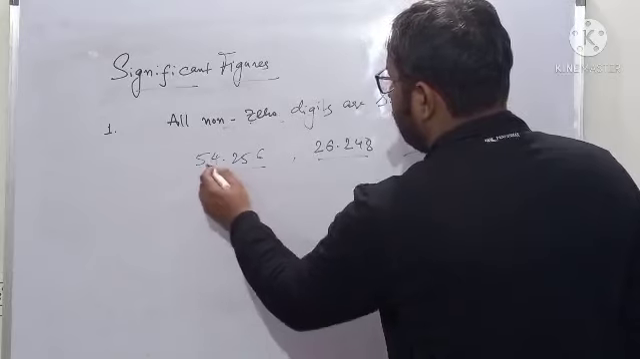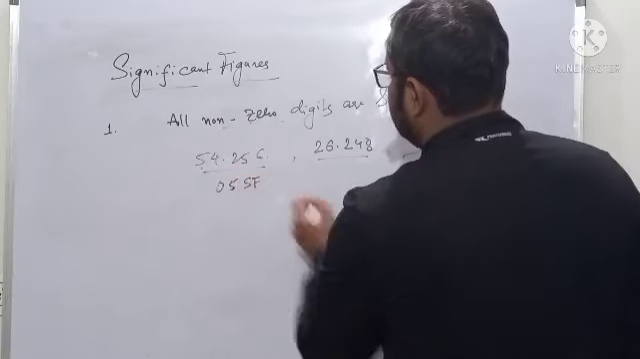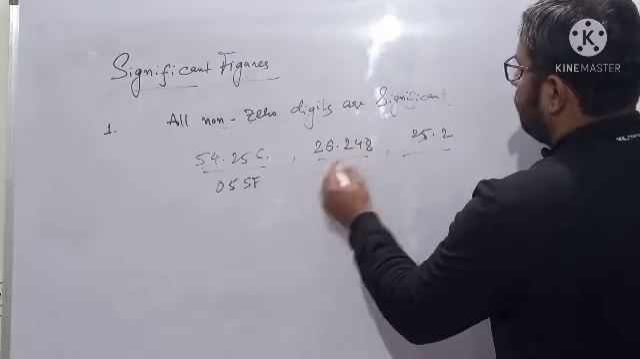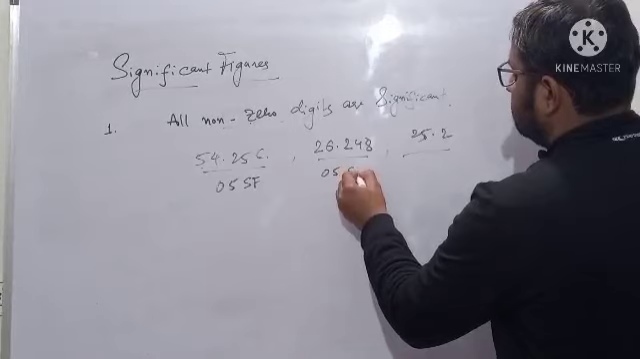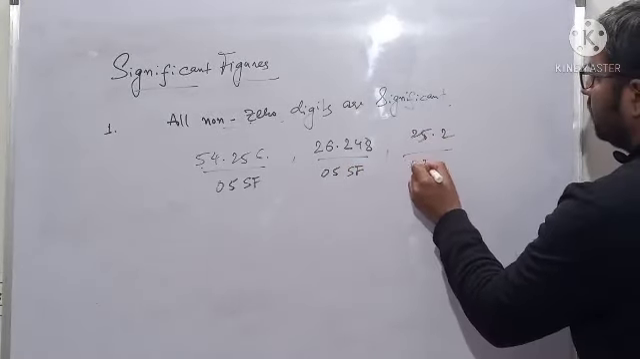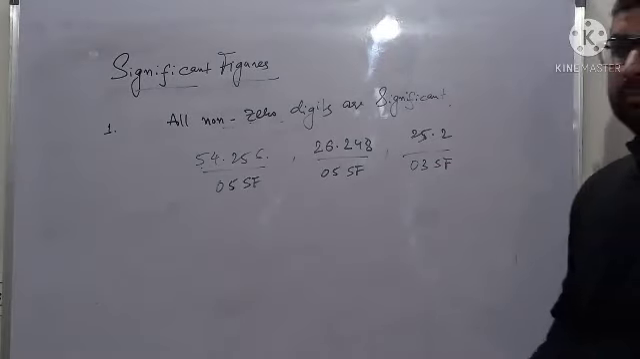So this will have 1, 2, 3, 4, 5. It will have 5 significant figures. It will have 1, 2, 3, 4, 5 significant figures. 1, 2, 3, it will have 3 significant figures. Right?